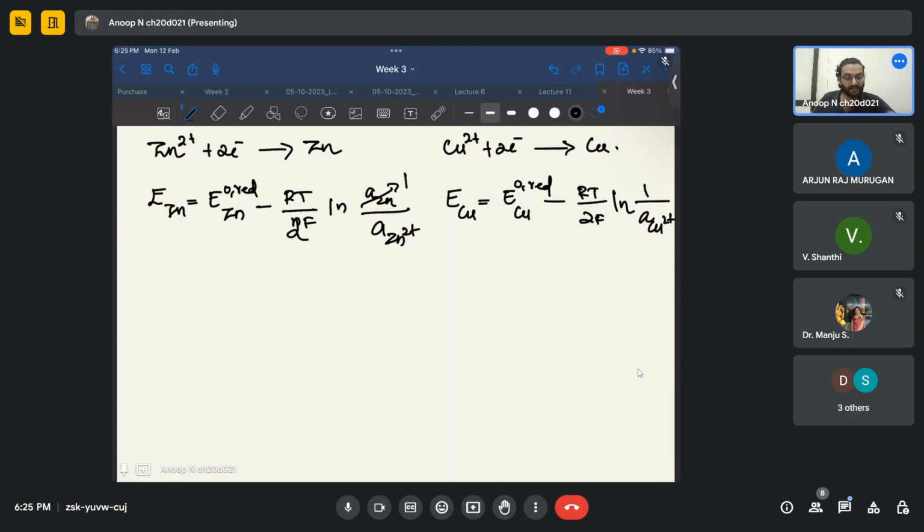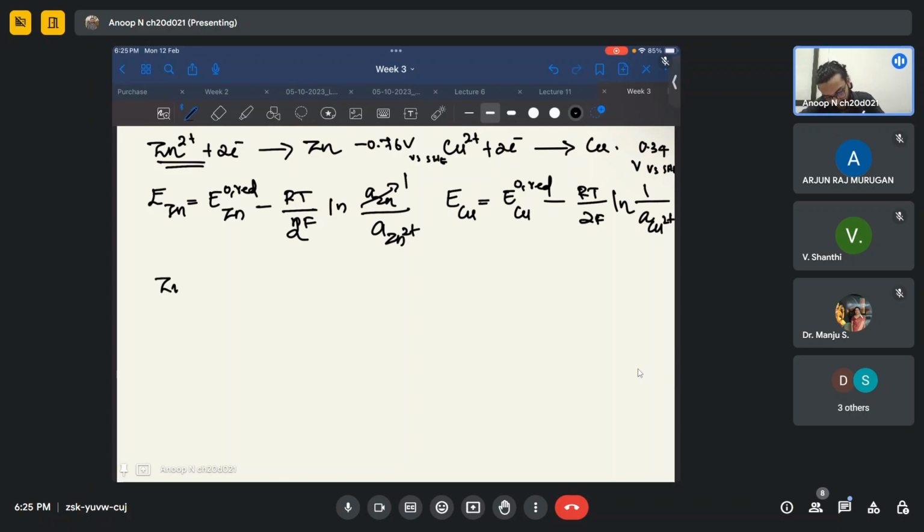I hope it's clear. So from here, we'll have to think one thing very clearly. Whenever we are checking for the standard reduction potential, we have to clearly see whether the potential is written in the oxidation form or reduction form. Suppose for this we know minus 0.76 volt is the standard reduction potential versus SHE. This one 0.34 volt versus SHE. Sometimes people will represent the opposite way.